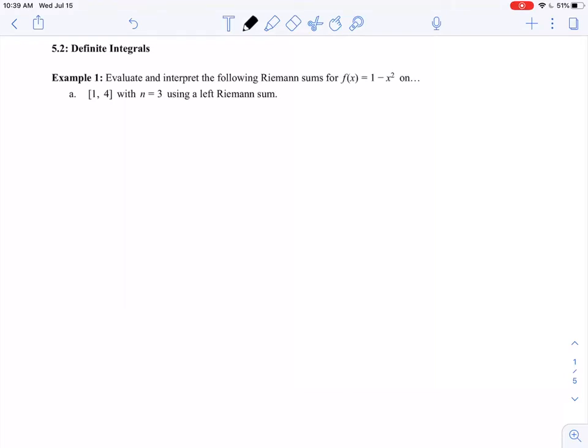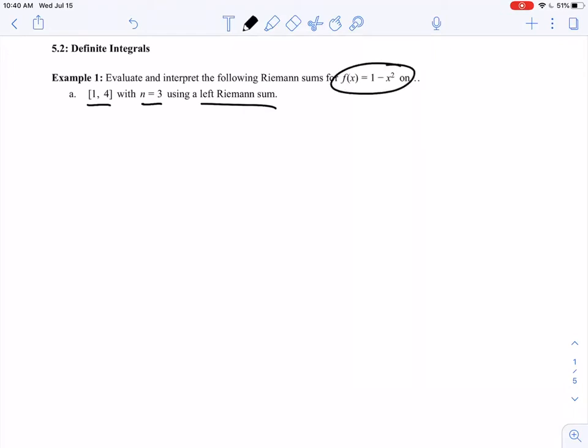We're going to start this video off with just a little bit of review from the last section, just one more practice problem. I'd like to evaluate and interpret a Riemann sum for f of x equals 1 minus x squared on the interval 1 to 4 with n equals 3 rectangles, and we will use a left Riemann sum here. So I'm going to start by drawing a picture of what this looks like.